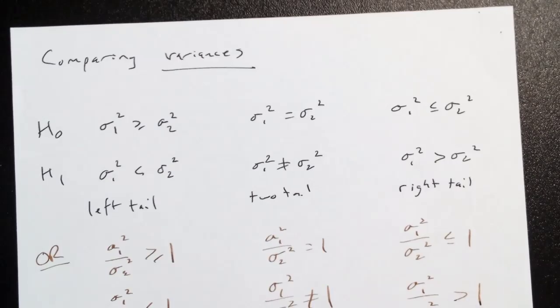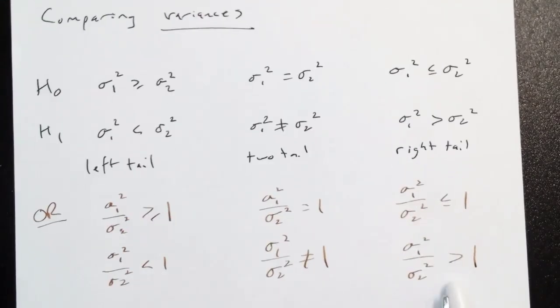And now I see, oh, less than 1 is left, bigger than 1 is right, equal or not equal is the two tail. You'll see both of these used interchangeably for the most part. I have a slight preference for the bottom one, but it is really very slight.